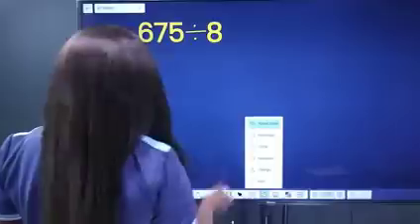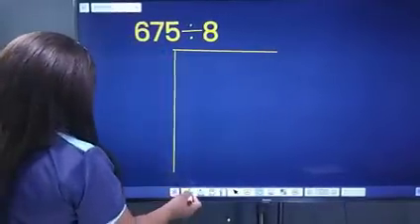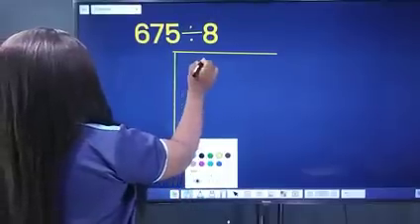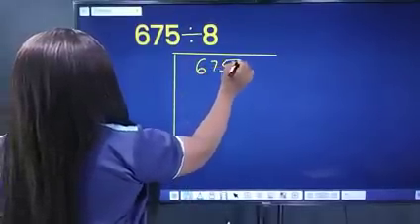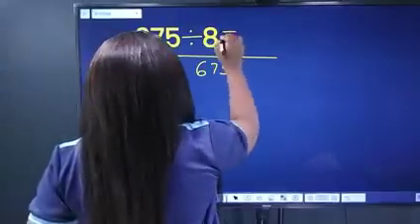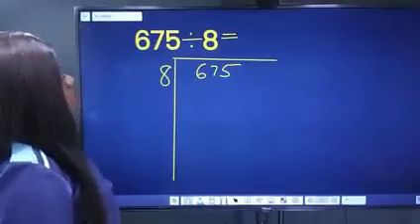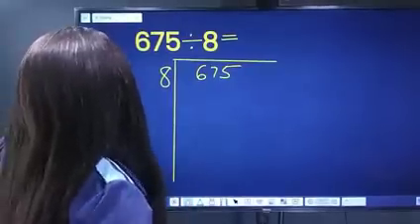675 divided by 8. How do we get that done? Draw your division sign, your long division sign, okay? Then you write the dividend on the right hand side, 675. Write the divisor on the left hand side, which is 8. Then we'll be waiting for our quotient. Our quotient is the result, okay? Now let's continue. So 675 divided by 8.